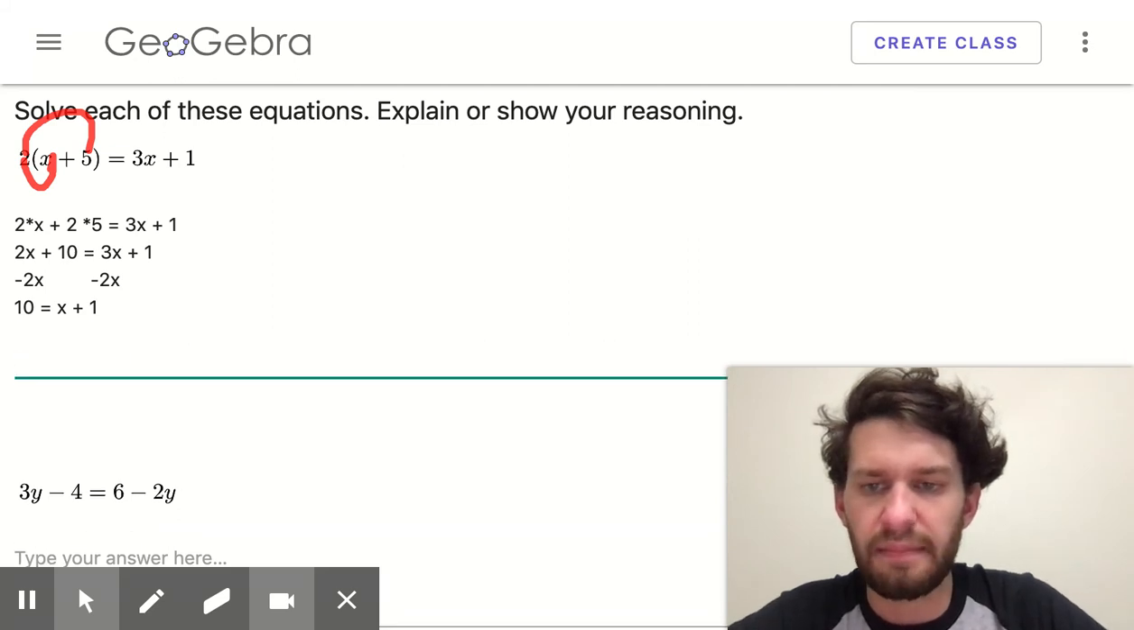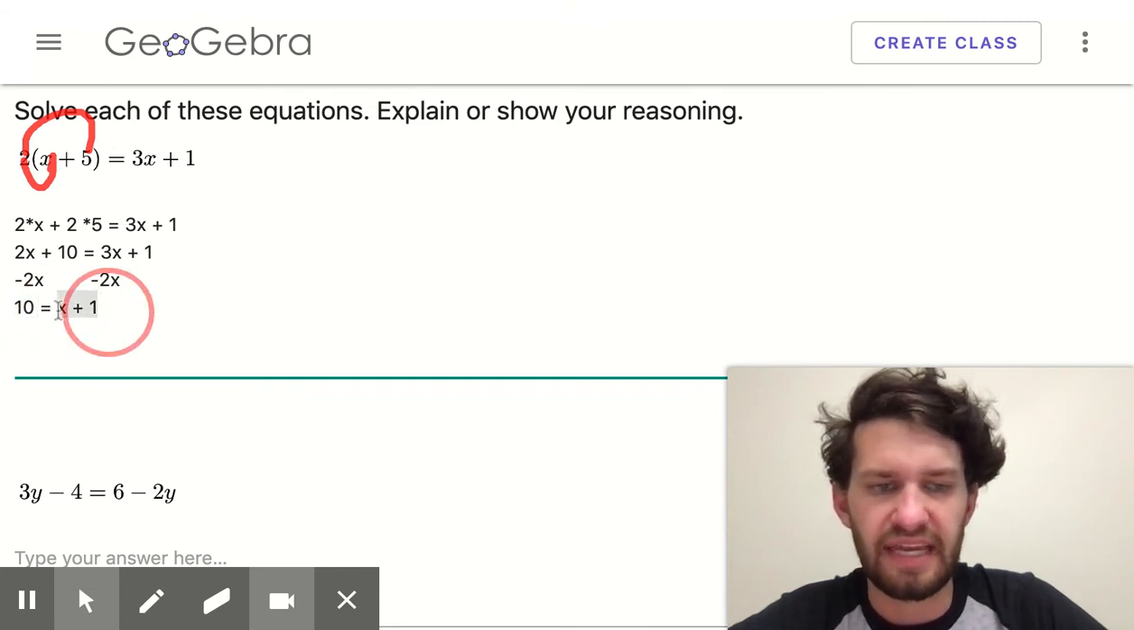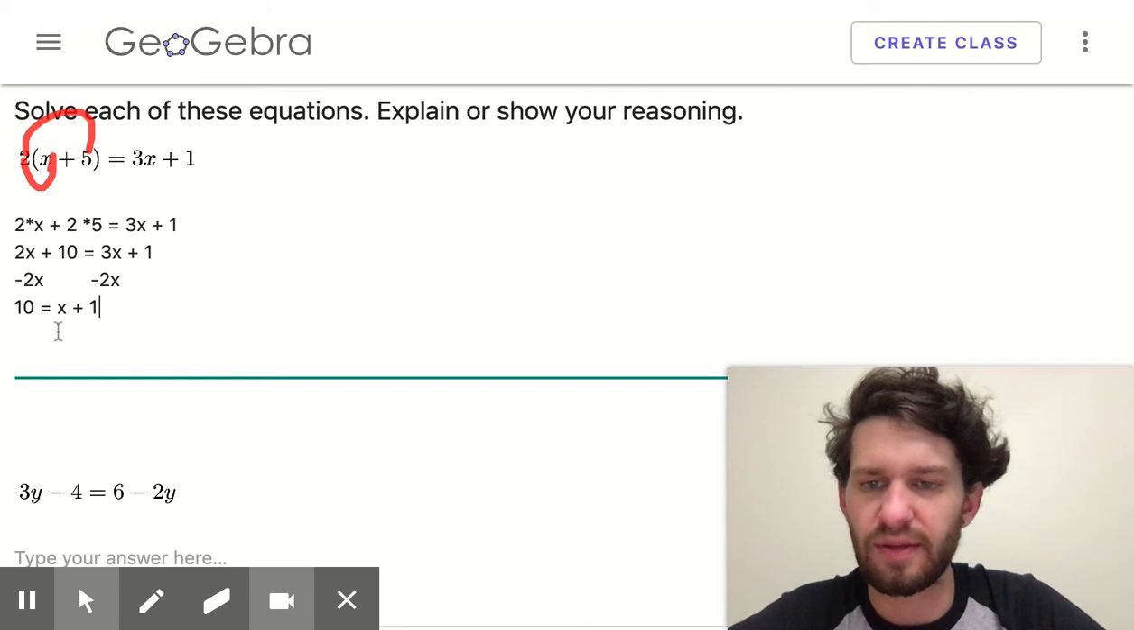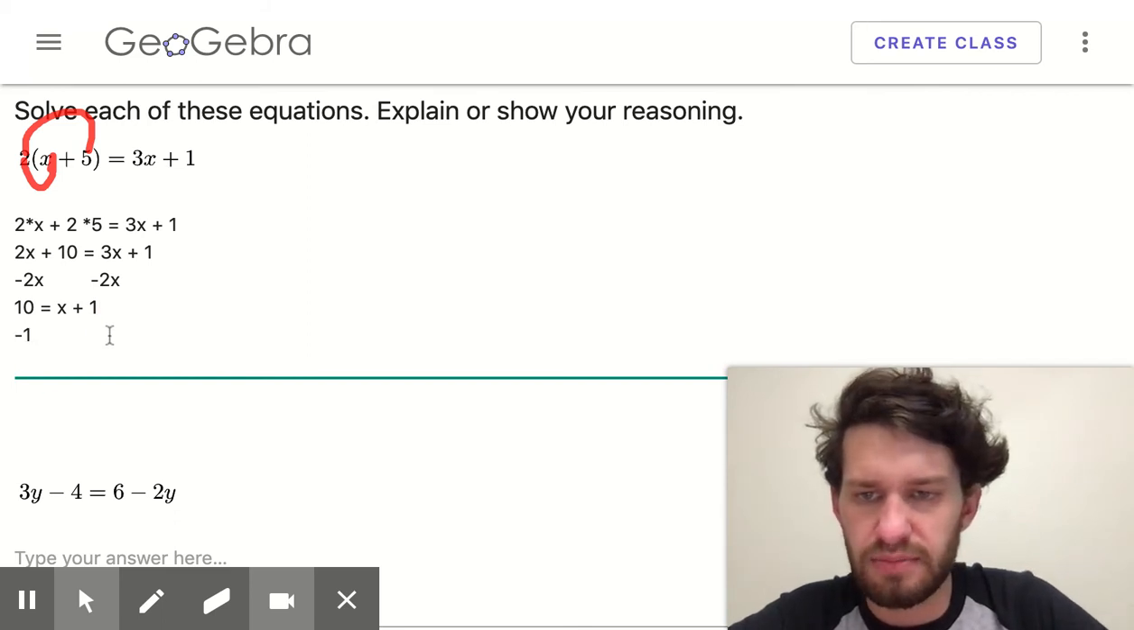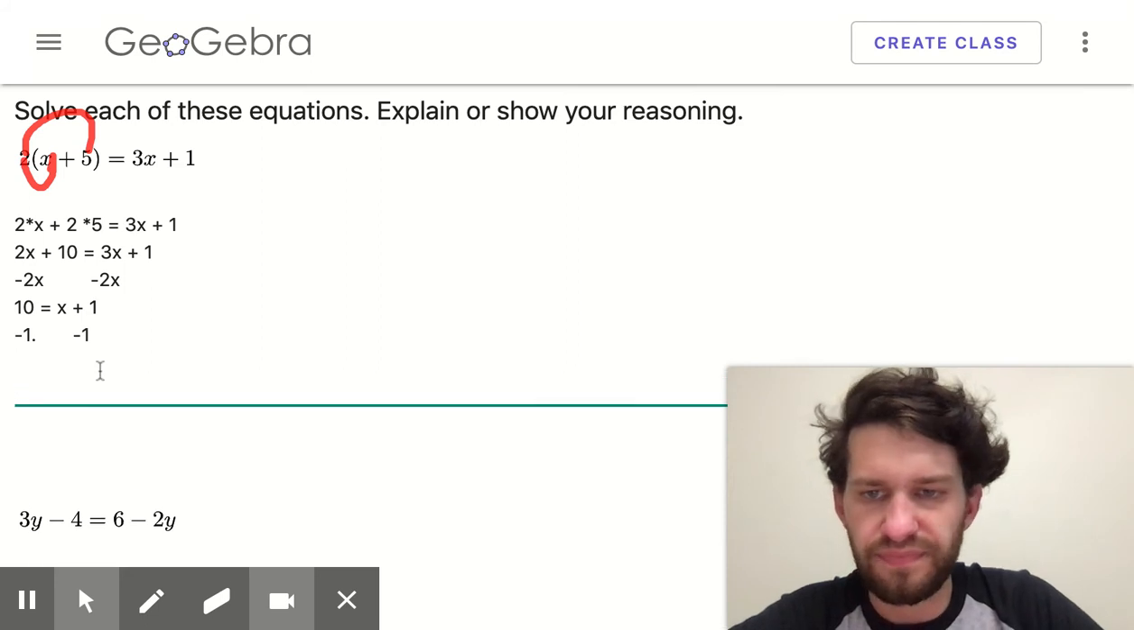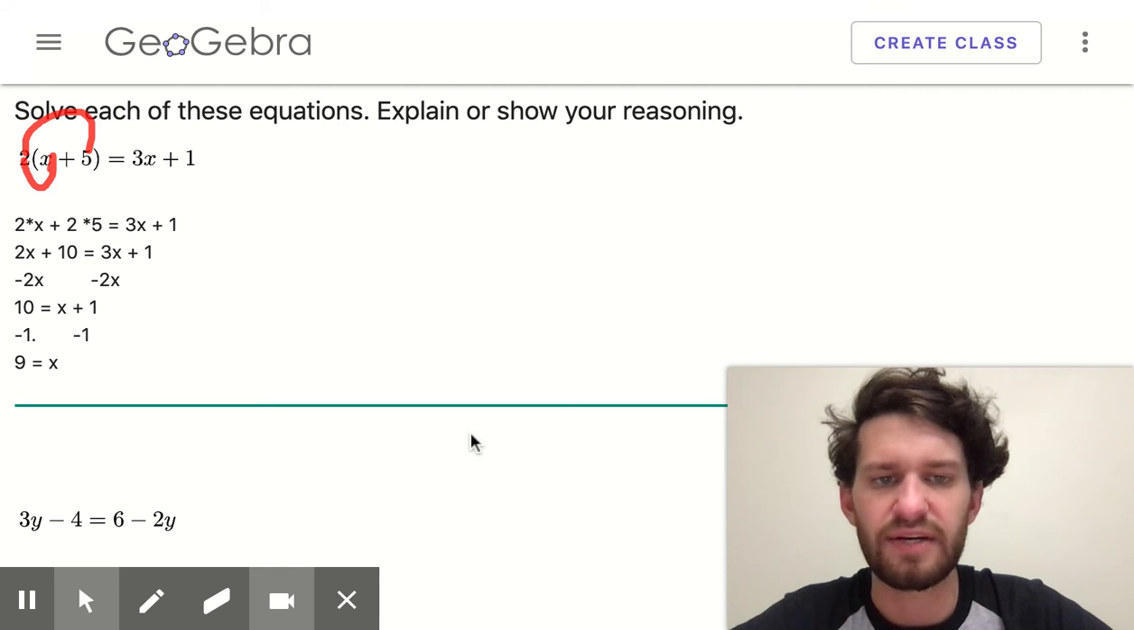Now I'm almost done, my last step. I need to get rid of my 1's, right? I have 10 1's on the left side, and I have 1x and 1 1 on my right side. So I'm going to subtract 1 from both sides. And that'll leave me with 9 equals x, or x equals 9.